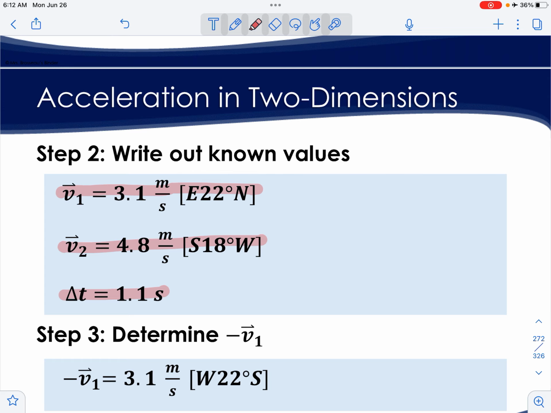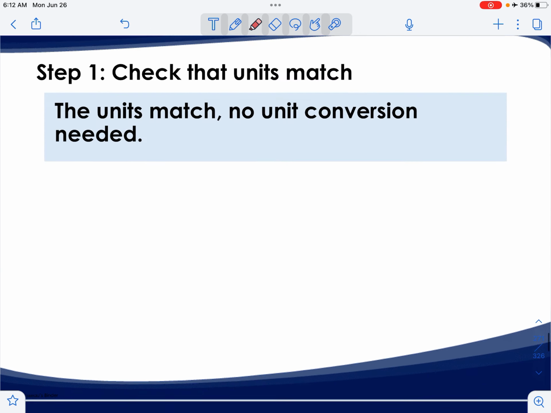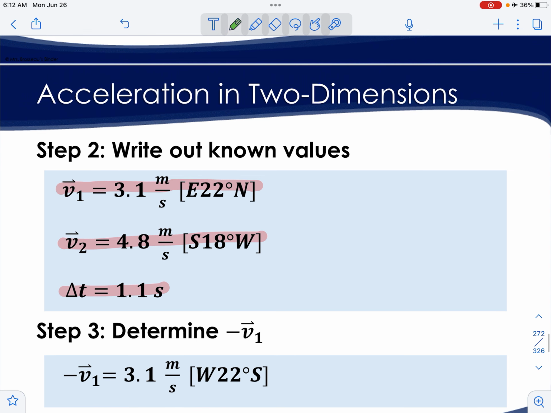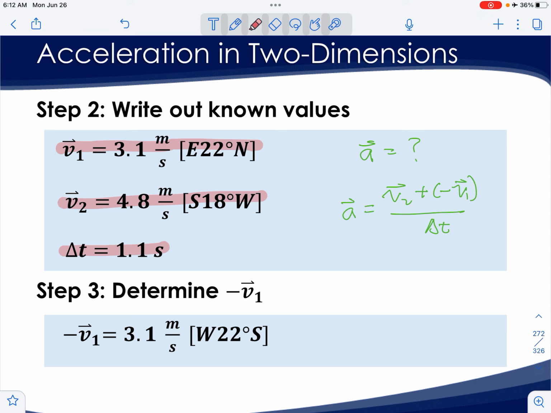And what are we solving for? We're solving for acceleration, right? If we go back to here, usually when I list out things, I also list out what I'm trying to find. So here I would just list that. Since we were trying to find acceleration, and acceleration is our V2 minus V1, or we can say that's the same thing as plus negative V1 over delta T. So our negative V1 is going to be 3.1 meters per second, but we change the east to west and the north to south.